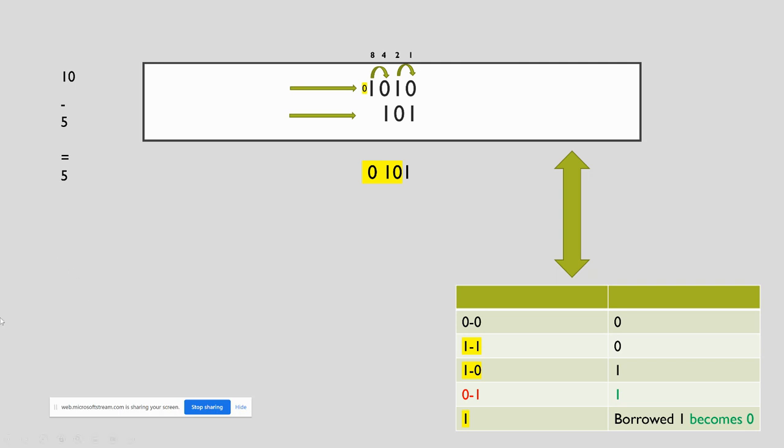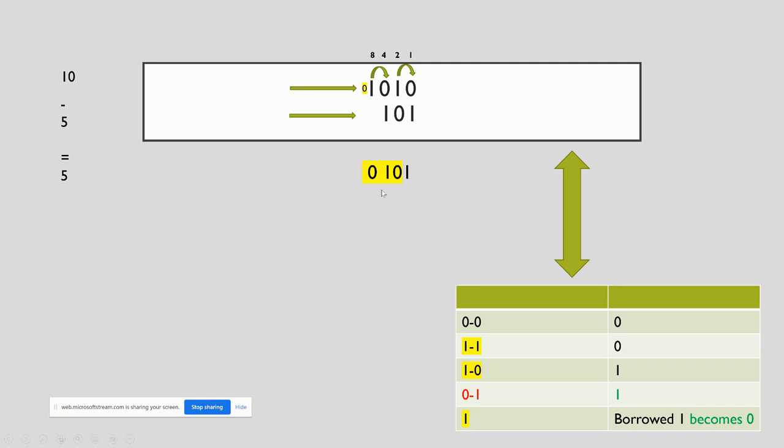So we're subtracting 10 from 5. Now I know this is 10, which is 1 0 1 0, because the 8 and the 2 give me 10. The 5 is the 4 and the 1, so 1 0 1. Anything after here is 0, nothing. And then we know the answer is 5, just like this one, 1 0 1.